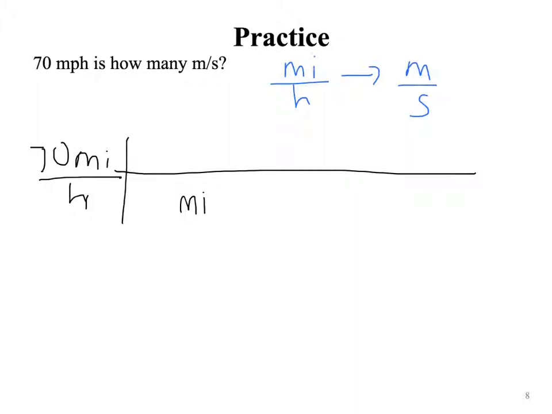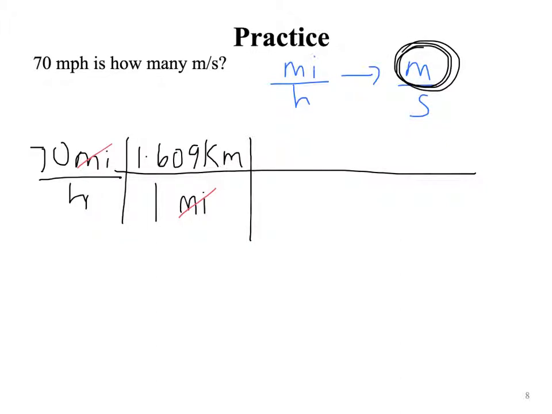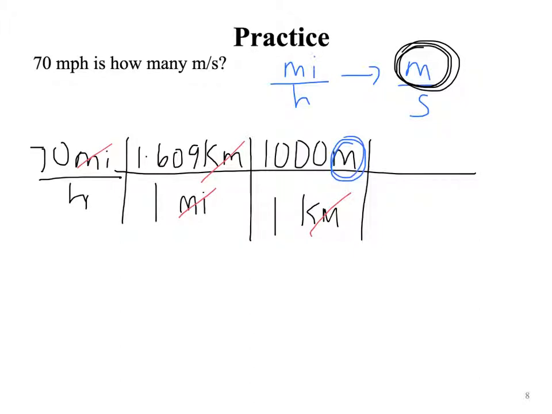And I know that in 1 mile, there's 1.609 kilometers. How did I know that? I've committed it to memory. The miles cancel out, and I'm left with kilometers. I've got to keep going because I need to get meters. I want to cancel out kilometers, so I'm going to put kilometers on the bottom, and I know that in 1 kilometer, I have 1,000 meters. Then my kilometers cancel, and I'm left with meters, so I'm happy, and I'm going to leave meters alone on the top.